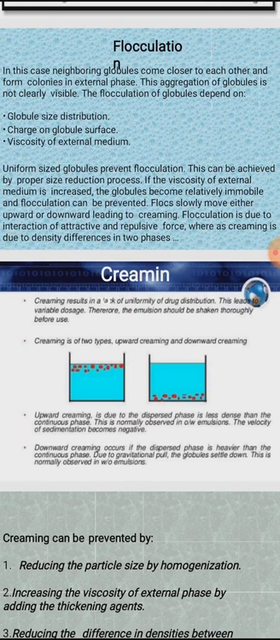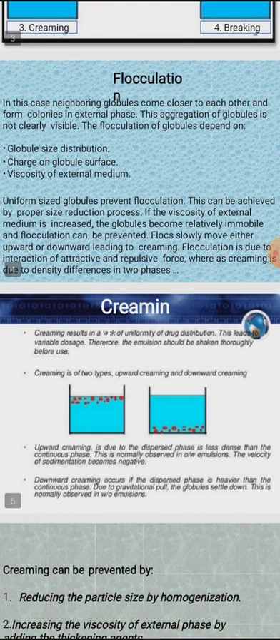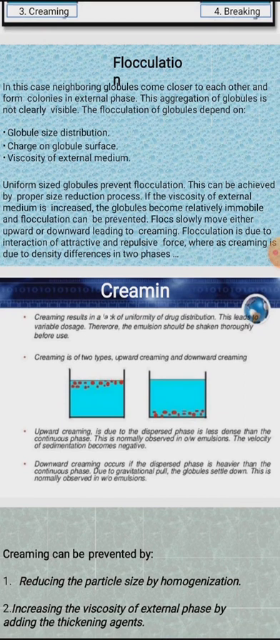This is probably the initial stage that leads to instability. Now, the formation or the extent of flocculation of globules depends on some factors. So what are the reasons behind this flocculation? First reason is globule size distribution. Second reason, charge present on the globule surface. And third reason is viscosity of the external medium. In the micromeritics chapter also, you have already performed the practical, that is particle size determination. And in the case of powder, what we have seen is that if the powder is monodisperse, then the solubility will be higher than a polydisperse powder.